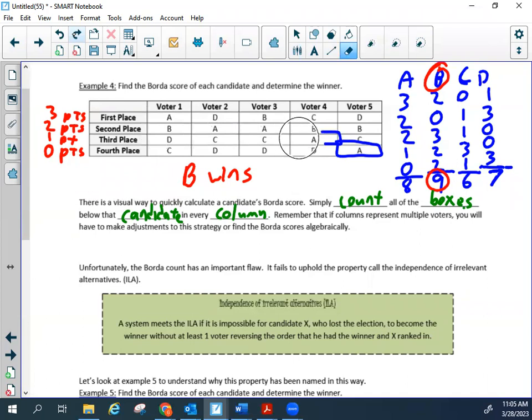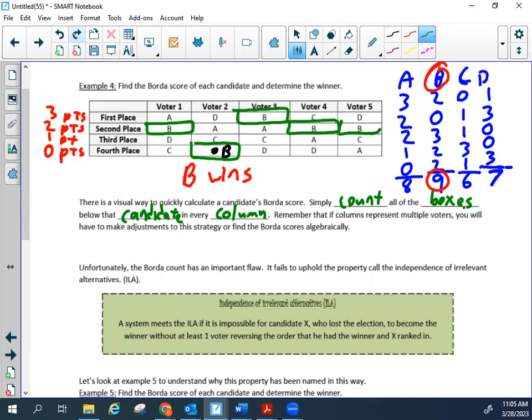If I looked at candidate, which is here. Oh, sorry, that one should say B. My apologies for not having that there the whole time. If I count up the boxes below, 1, 2, 3, 4, 5, 6, 7, 8, 9. That's the Borda. And so on and so forth. We can do that for everybody.